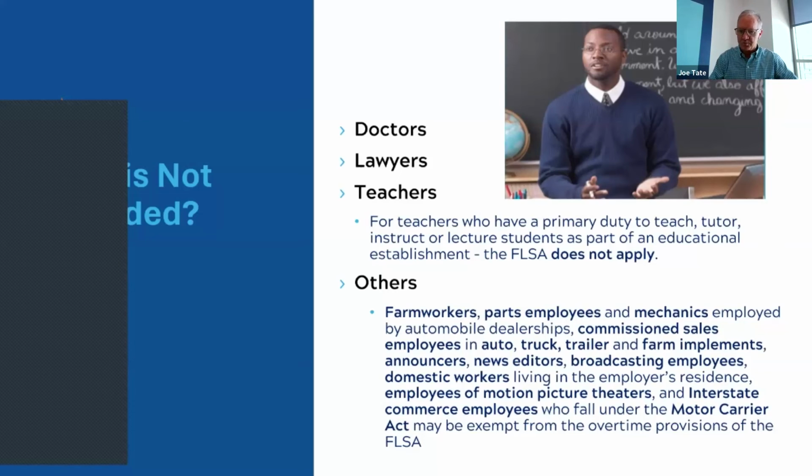So it can be farm workers, parts employees, and mechanics, but they would have to be employed by an automotive dealership. Commissioned sales employees in auto, truck, trailer, farm implements. It also could be announcers, like radio announcers, TV announcers, news editors, broadcasting employees. That just seemed random to me. Domestic workers living in the employer's residence. Employees of the motion picture theaters, and interstate commerce employees who fall under the Motor Carrier Act. So some weird carve-outs there.